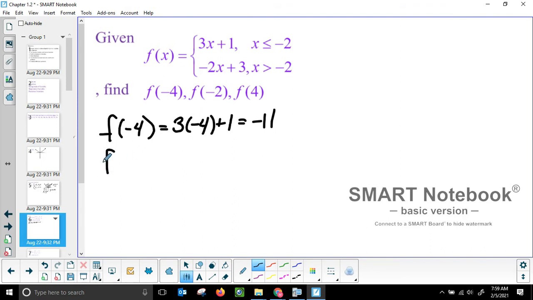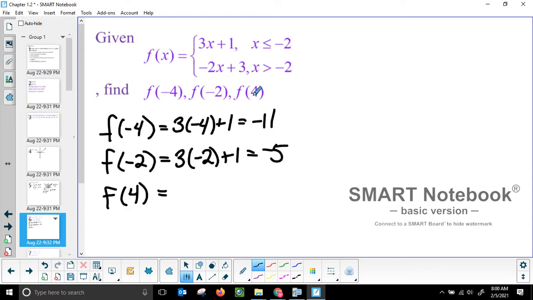Now we move on to f of negative 2. I do the same thing. Which one of these pieces am I really going to be plugging this into? So we check our conditions again, plug negative 2 in here. Is negative 2 less than or equal to negative 2? The answer is yes, because it's equal to. So again, I'm plugging it into this top piece. So 3 times negative 2 plus 1, that's negative 6 plus 1, which is negative 5. And finally, I look at f of 4 here.